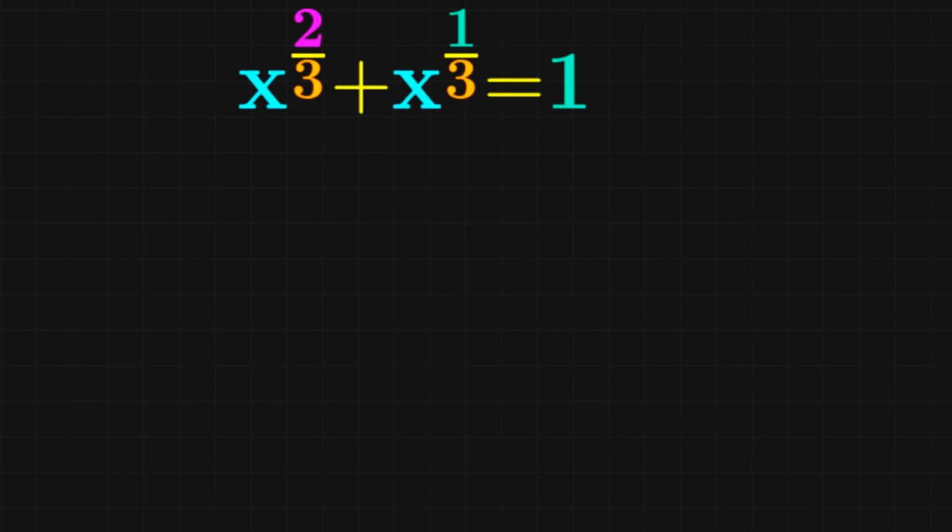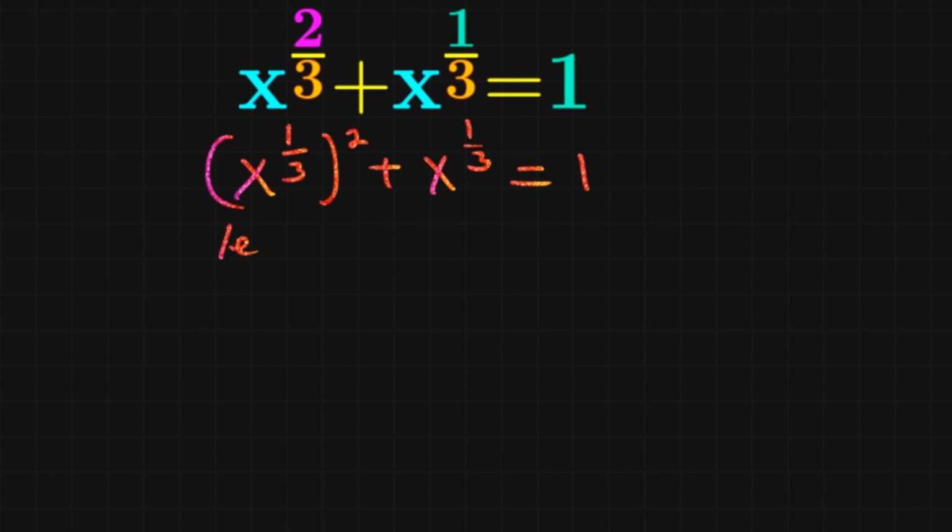So the first thing we're going to do is just rewrite the first term differently. You can have it as x raised to the power 1 over 3, and the whole of that is raised to the power 2, plus x raised to the power 1/3 is equal to 1. As you can see, we have x raised to the power 1/3 being common. So we can as well let x raised to the power 1/3 be another letter y.